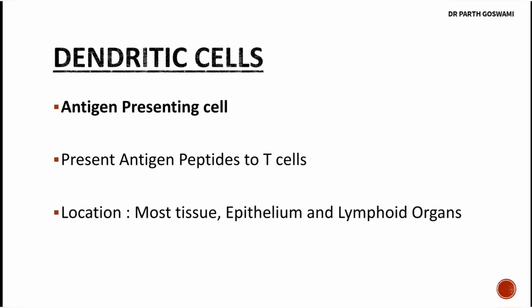Alright. Now guys, we will talk about the dendritic cell. These dendritic cells are present in most of our tissues, especially in the epithelium and the lymphoid organs. The dendritic cell does the function of antigen presentation. So we can say that the T cell will act only if the antigen peptides are presented to the T lymphocyte by the dendritic cell. The dendritic cell presents the antigen to the T cell for further action. So it is a very important immune cell in our body.